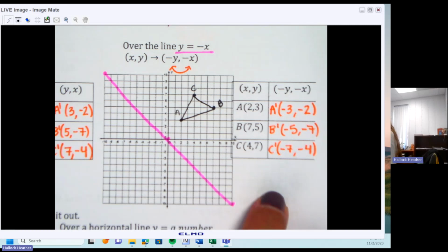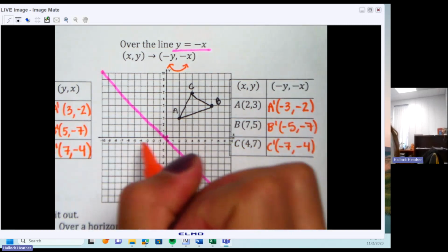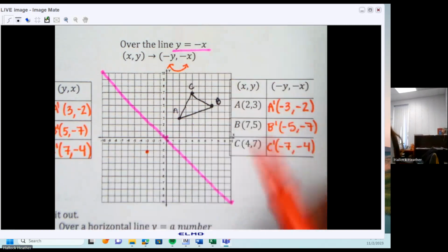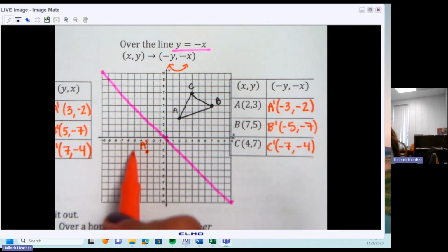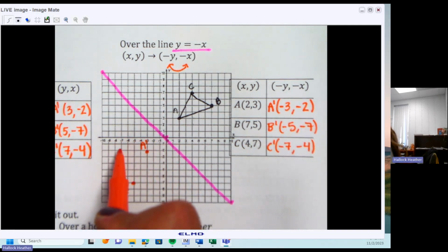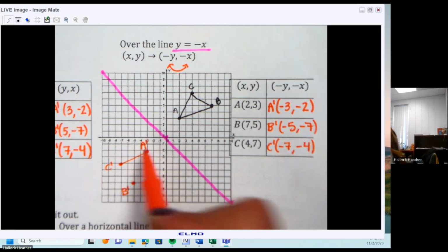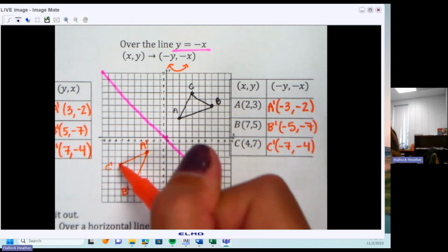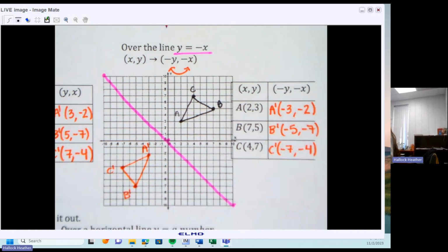So I'll plot the points and then we'll be done. So -3, -2 is A prime. B prime is -5, -7. C prime is -7, -4. So the top two and the bottom two are very easy. These ones are also not that bad. They're just a little bit harder.